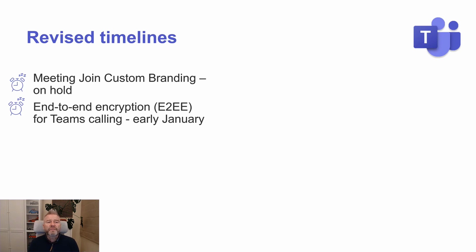End-to-end encryption for Teams calling is due in early January. So if your organisation opts into this, you're going to get end-to-end encryption. When I mentioned this to some people, they said, well, does that mean that our calls aren't encrypted at the moment? Are our calls in Teams not secure? And no, that's not right.